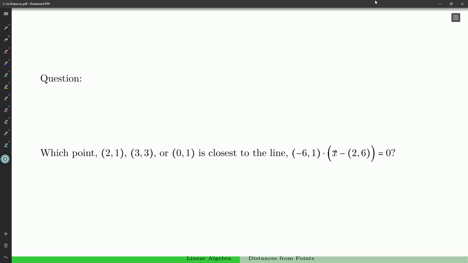Which point, (2, 1), (3, 3), or (0, 1), is closest to the line with point normal form (-6, 1) dotted with (x - (2, 6)) equals 0? Okay, so we know the formula for finding distance with point normal form.